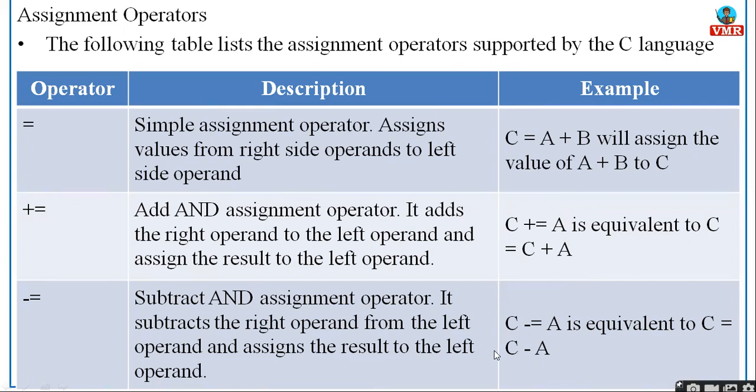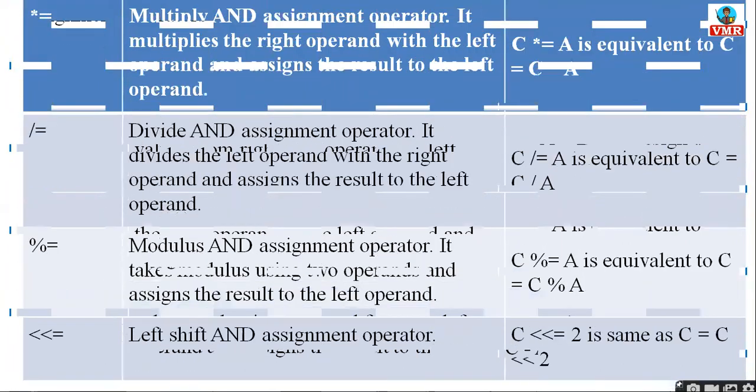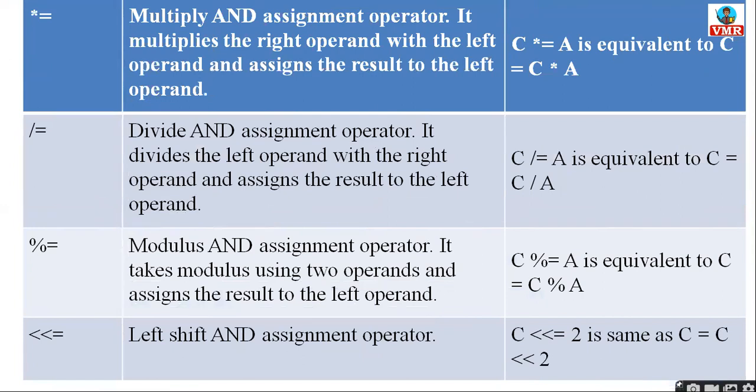And then subtract and: C minus is equals to A, which is equivalent to C is equals to C minus A. Instead of writing C is equals to C minus A, you are simply writing C minus is equals to A. This is your subtract and. Next comes the multiply and assignment. It multiplies the right operand with the left operand and assigns the result to the left operand. So C star is equals to A, which is C is equals to C star A. And the divide and assignment operator divides the left operand by the right operand and assigns the result to the left operand. C forward slash is equals to A, which is equivalent to C is equals to C by A.